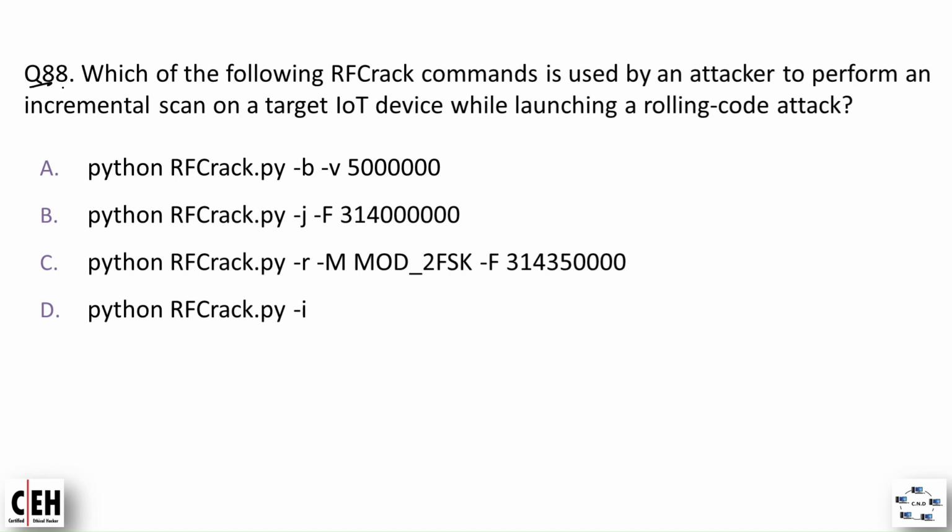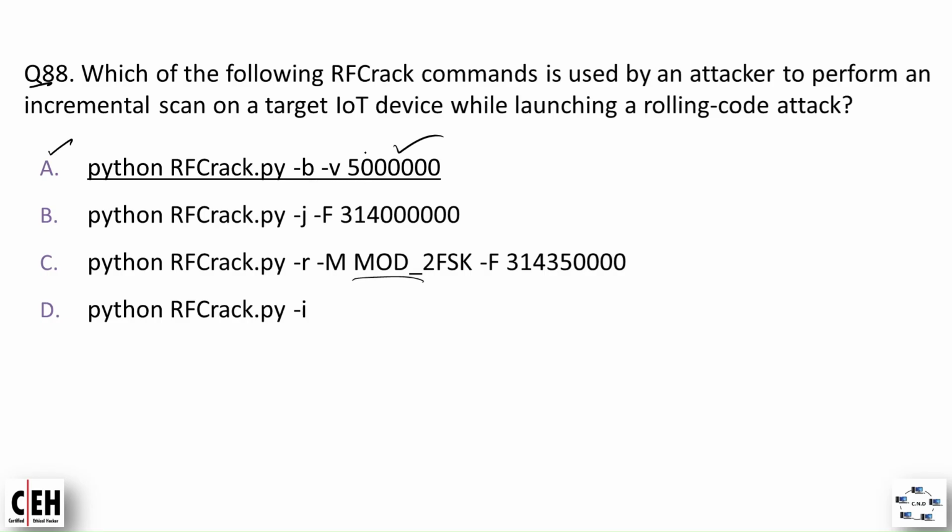Question number 88. Which of the following RFCrack commands is used by an attacker to perform an incremental scan on a target Internet of Things device while launching a rolling code attack? And so these are the options. Option A, python rfcrack.py -b -v; option B, python rfcrack.py -j -f; option C, python rfcrack.py and these parameters; and option D, python rfcrack.py -i.